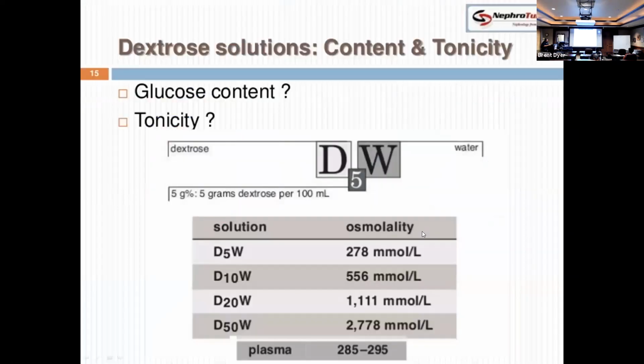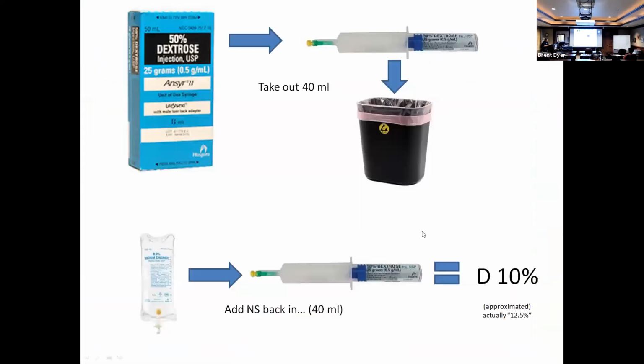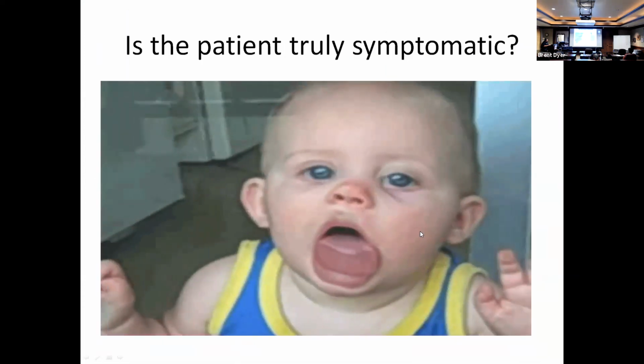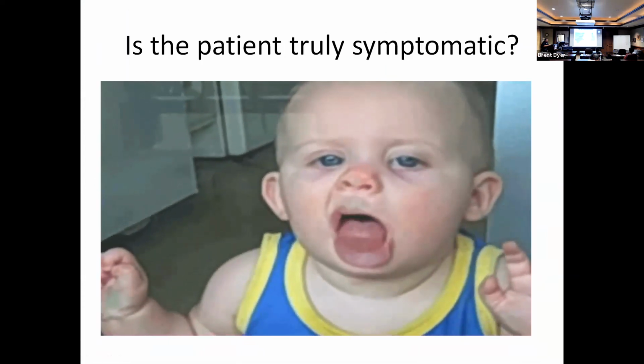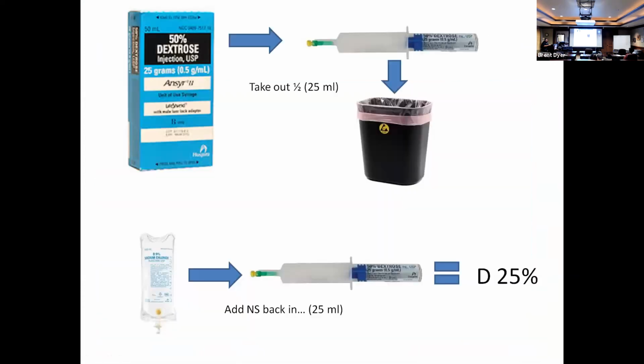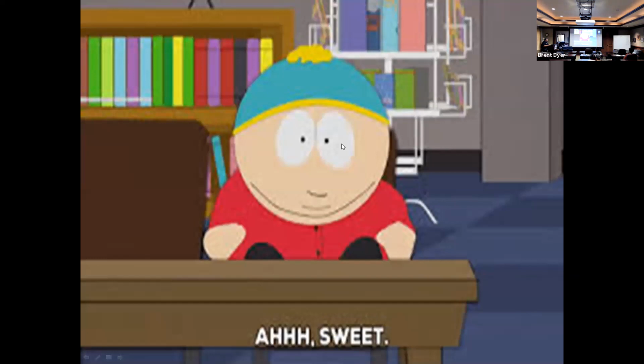Talked about hypoglycemia already. Do you know how to go from D50 to D25? Squirt out half and pull fluid back in. Well, how do you go from D50 to D10? Squirt out 40 of the 50 mLs and suck 40 of fluid back in. There's other ways that are a little simpler, but that's the thing.